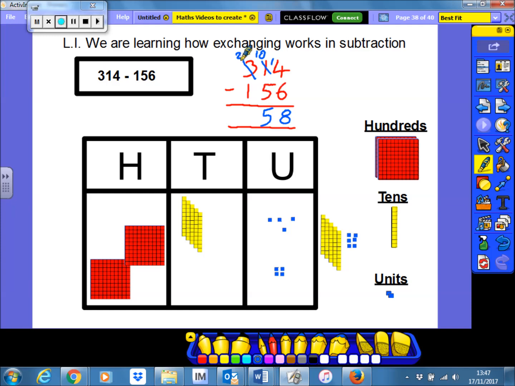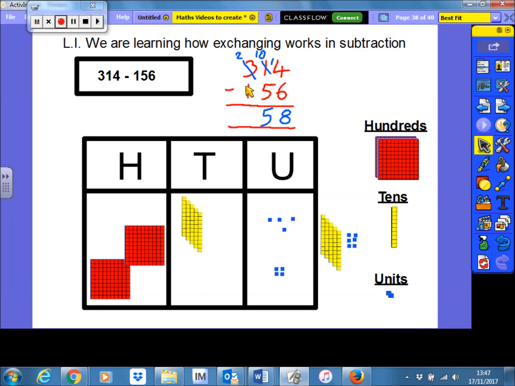Our last calculation, we have 200s. Can we take away 1 from that? Well, yes, we can. Easy.